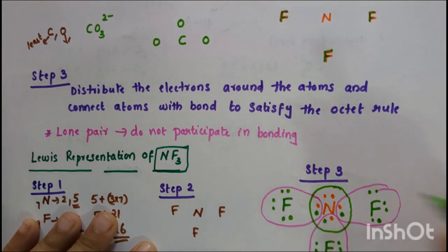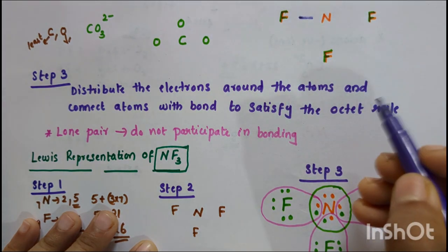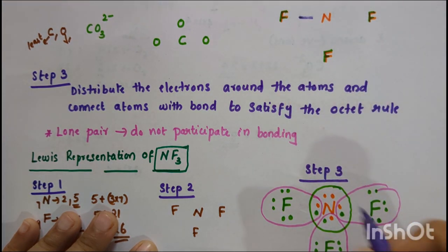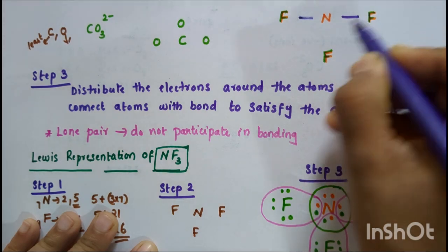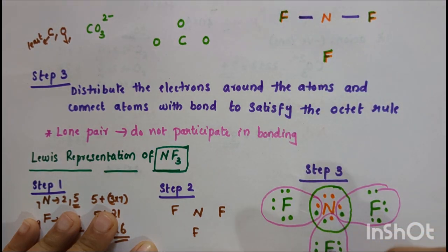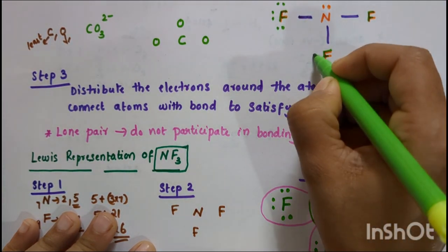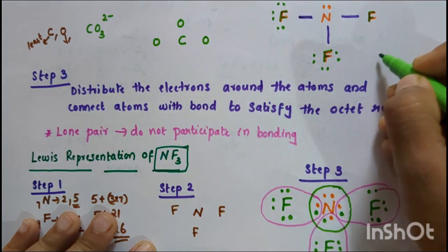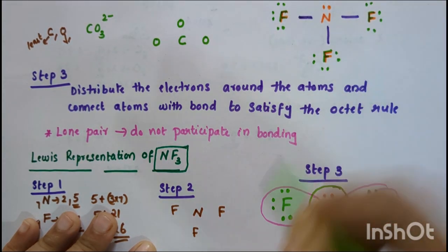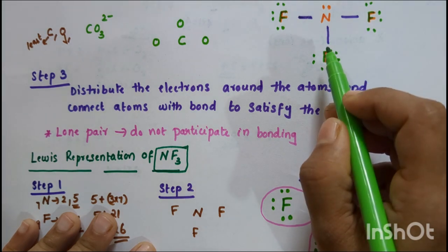Now let us draw the bond. One pair of electrons is shared between nitrogen and each fluorine, so there is a single bond between them. The remaining 2 electrons stay on nitrogen, and each fluorine has 6 electrons. So you see, this is the Lewis representation for NF3.